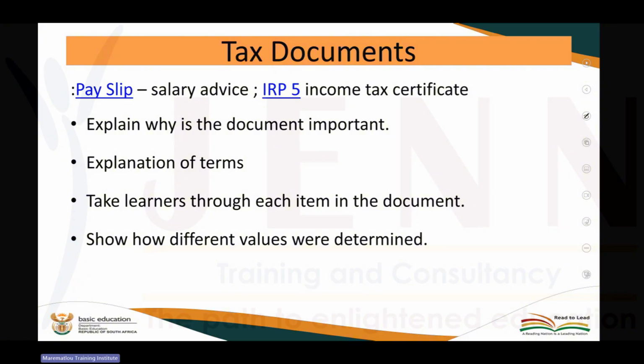Okay, these are some of the documents that we have spoken about under the tax documents. What is important is that you must know them. Which are those financial documents? We have mentioned the payslip, the IRP5, right? These are some of the questions that you need to expect under those tax documents, like the IRP5 and the payslip. Explain why the document is important. Explanation of terms. Show how different values were determined.